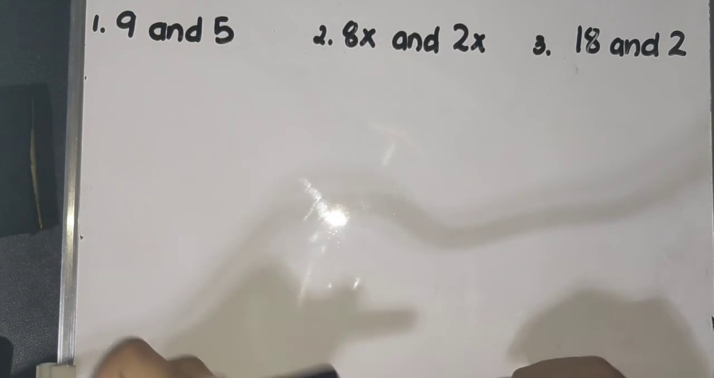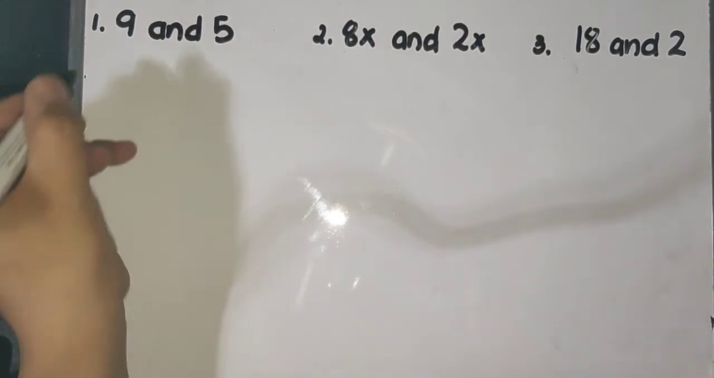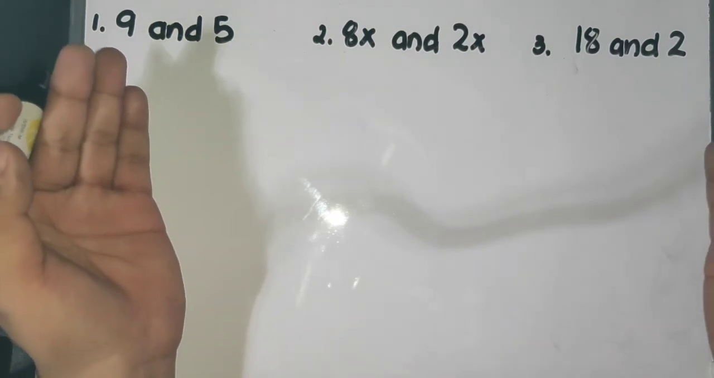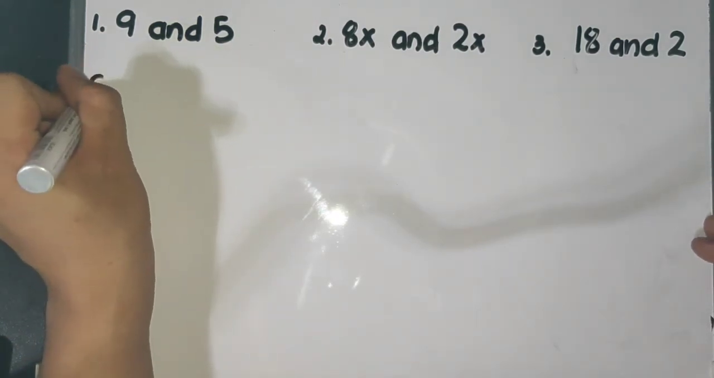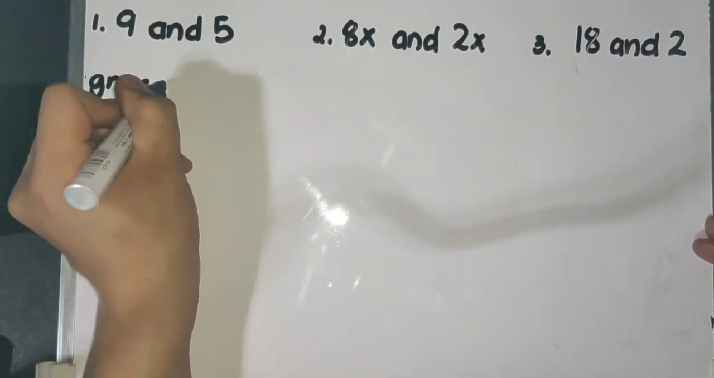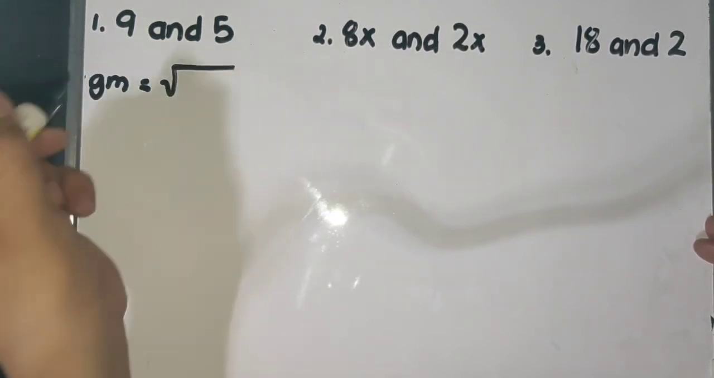Okay, so next is the geometric mean. So para mahanap natin yung geometric mean natin, ganito lang yung gagawin. Lagi ang given lang dyan ay two terms or two values. So GM, that represents the geometric mean, is equal to, imumultiply natin sila sa loob ng radical sign.